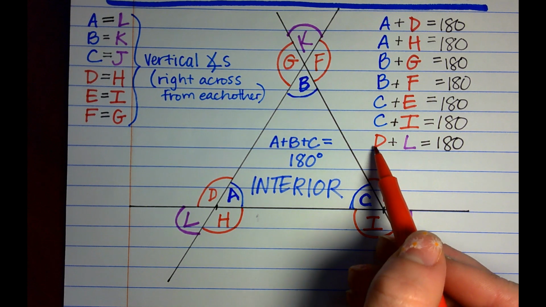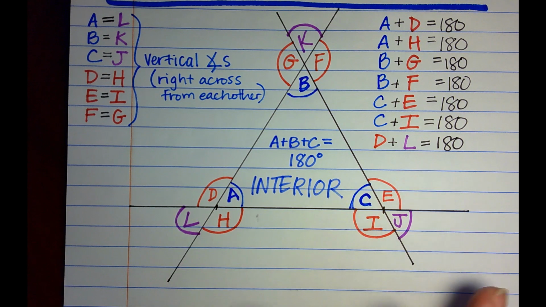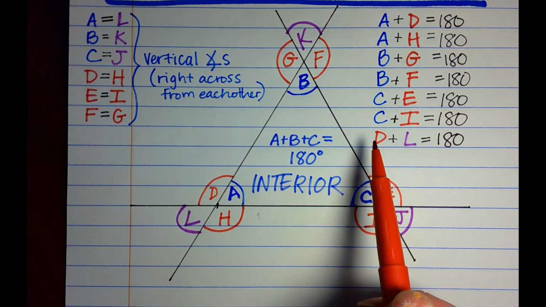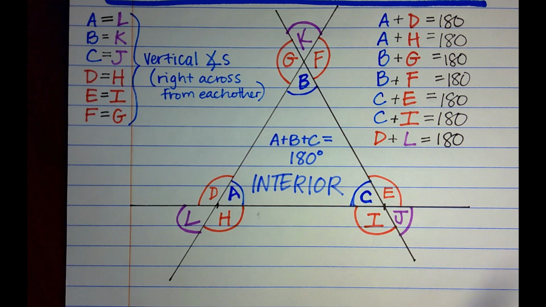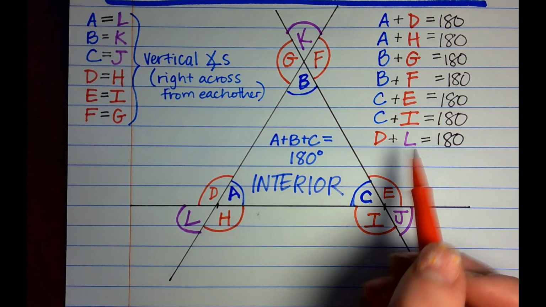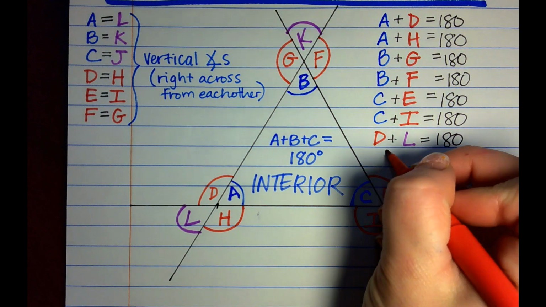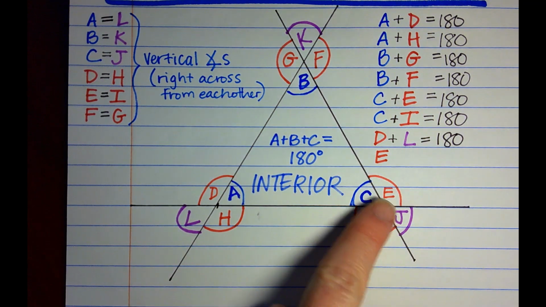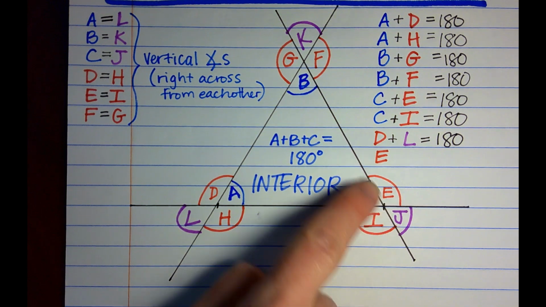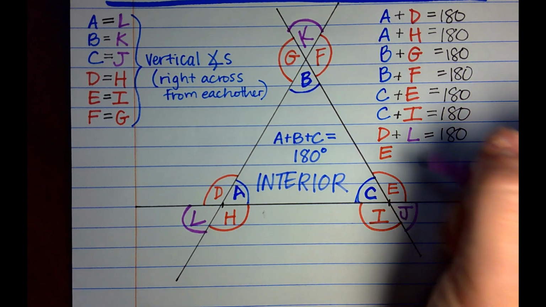We started on D. We did D plus L equals 180. Can I add D to anything else to make 180? J. I can. D plus A is 180. And sure enough, we've already got that one at the top. So I think that's all of them for D. How about E? I can do E plus J. That's a straight line. That makes 180.